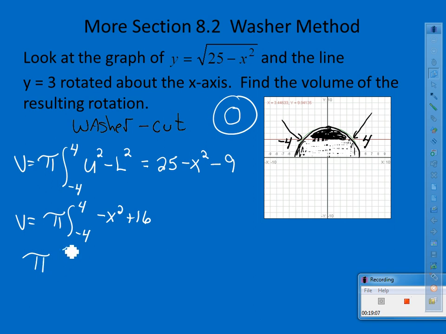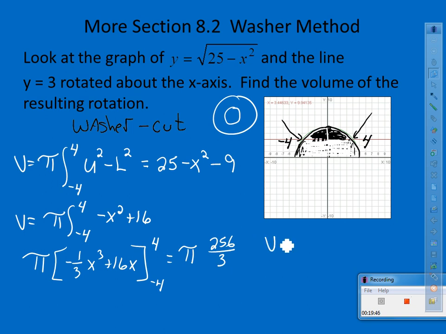I'm going to find this antiderivative, negative 1/3 x cubed plus 16x, and I'm going to evaluate it from negative 4 to 4. Once again, if you saw symmetry, you could go 0 to 4. You just have to remember to double it out there. Since you're not in class and I can't re-explain that, I won't mess with that. So this becomes pi times, and when I ran 4 through here minus this, I wound up getting 256 thirds. So the volume of that thing would be 256 thirds pi.